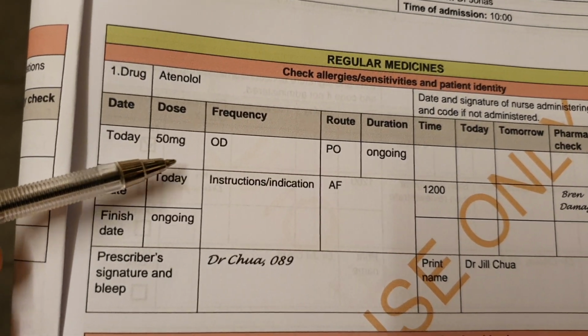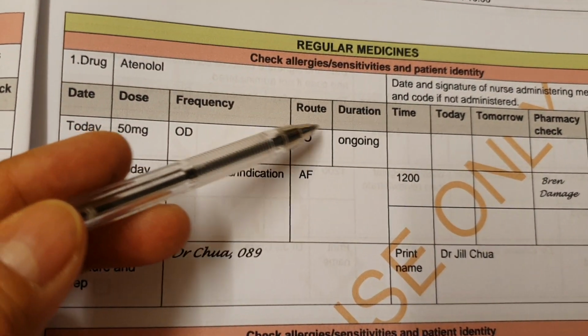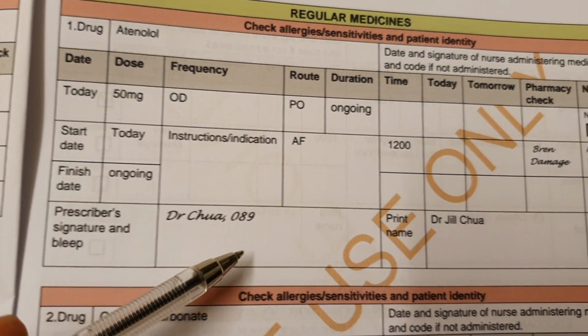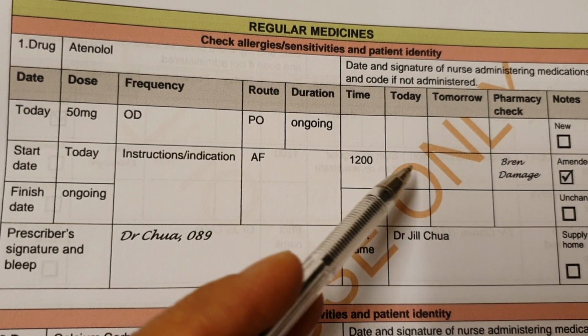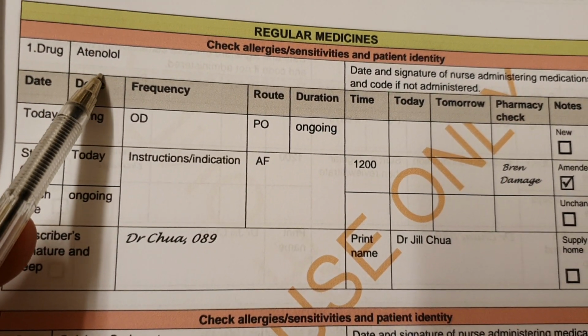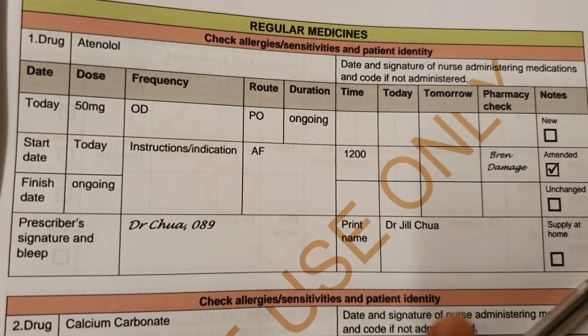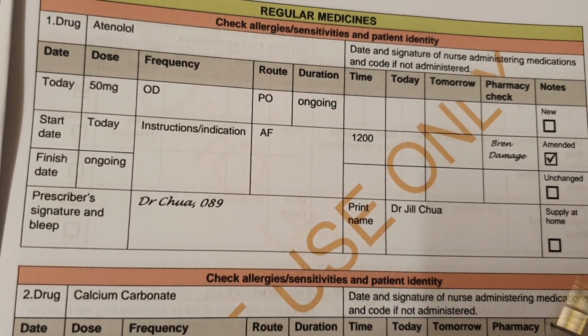Atenolol 50 milligrams once a day per rm, ongoing. Start date today, finish date ongoing, prescriber signature, bleep number present, due at 12 o'clock, due in my time. Miss Assessor, please reconfirm my patient's observation. It's satisfactory. Now you're going to dispense.